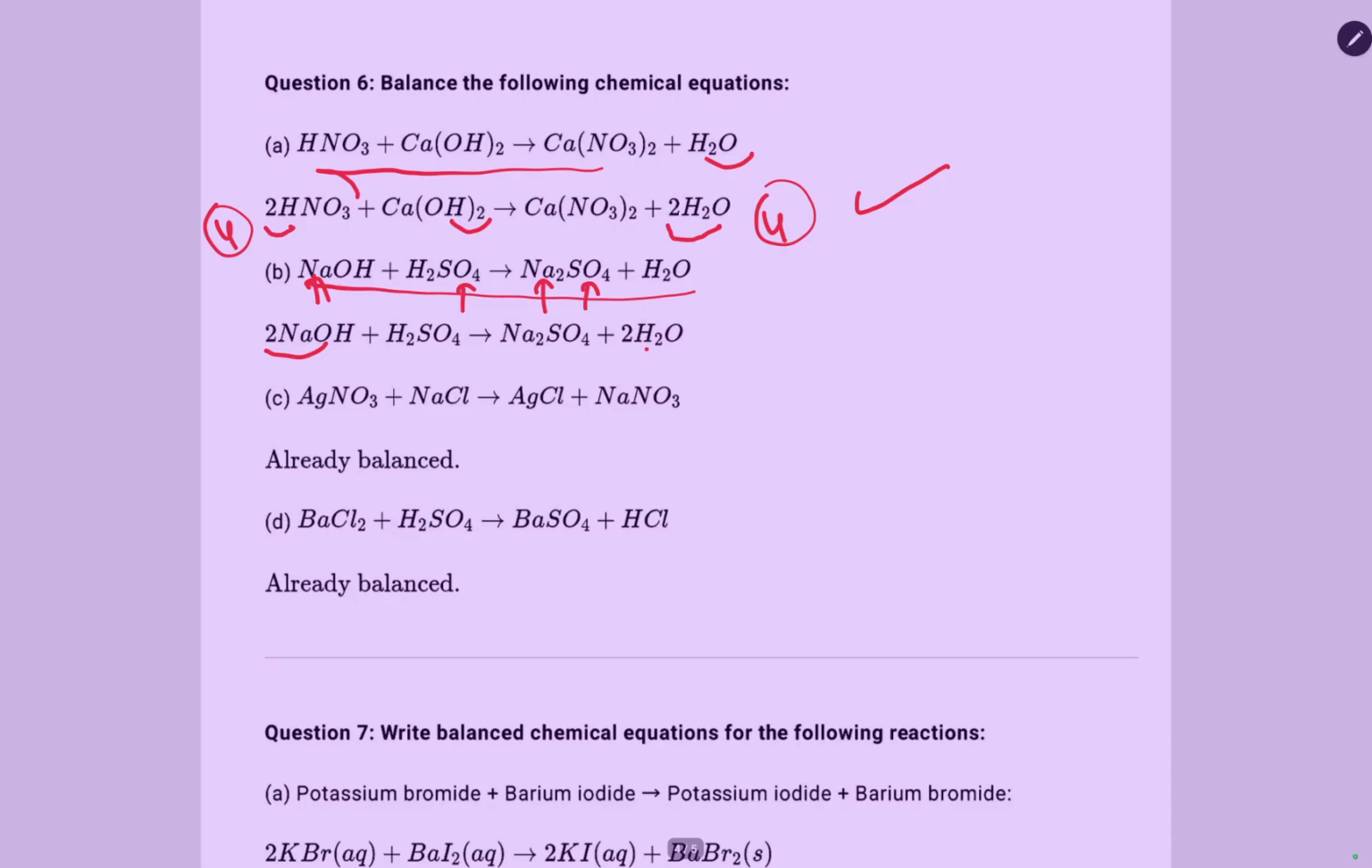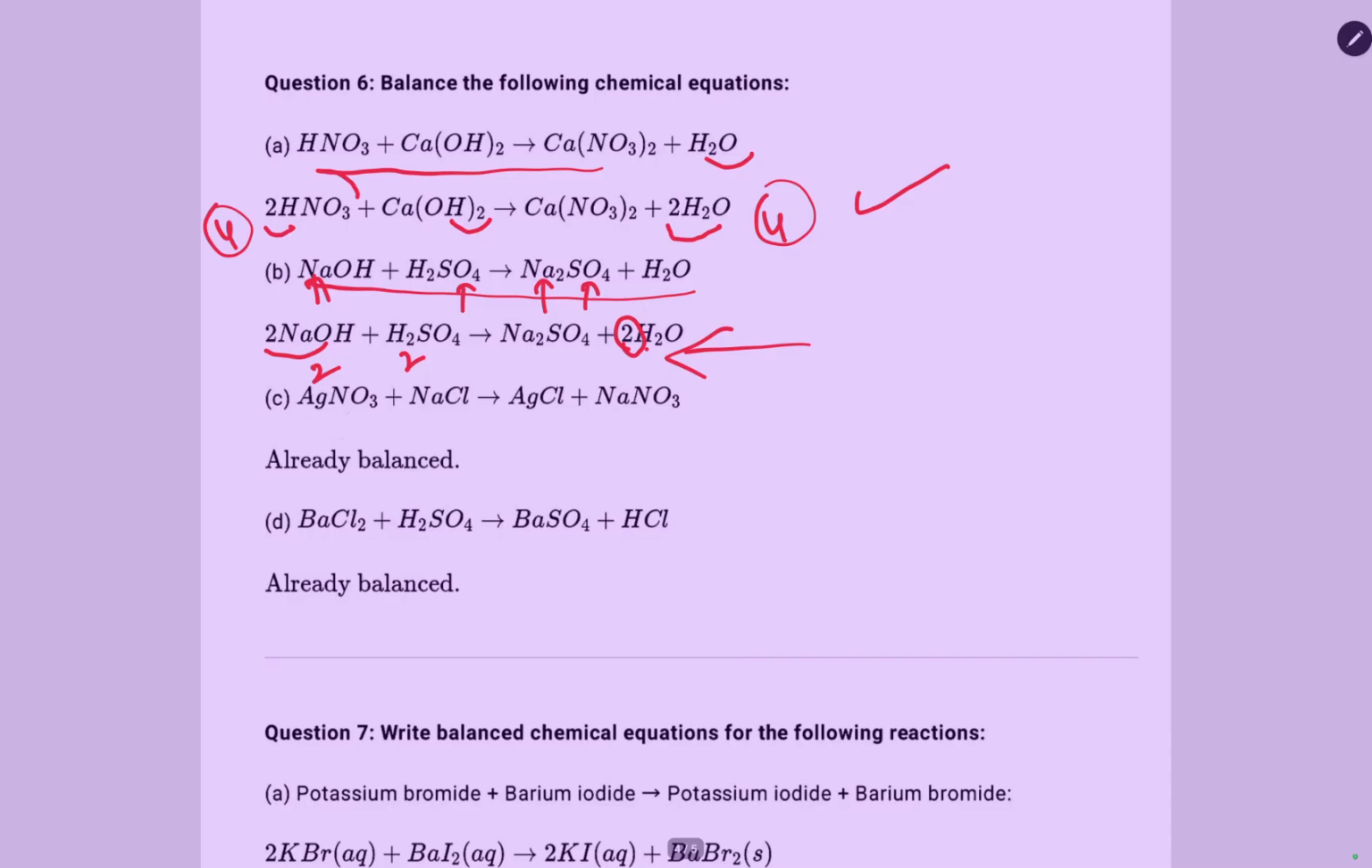Why are we writing 2 H2O? On this side if you write 2, so 2 hydrogens and 2 hydrogens, so total 4 hydrogens are coming. So to balance the hydrogen, I am putting 2 here. If you keep it like this, other elements are also getting balanced. That you can check here.